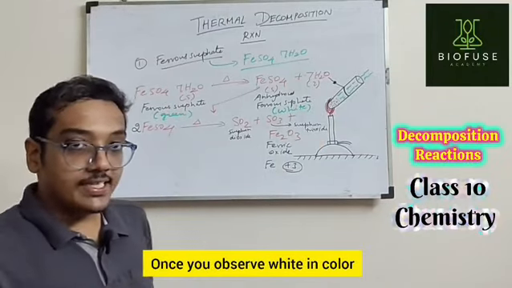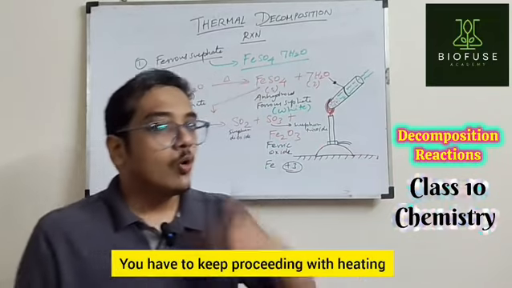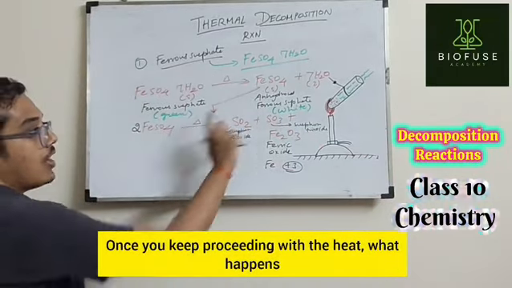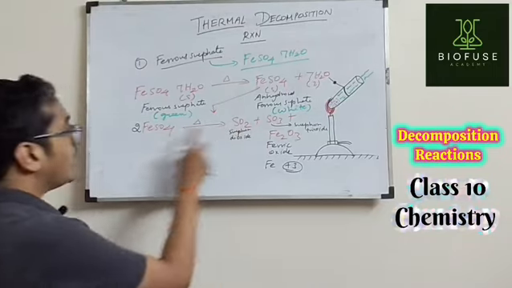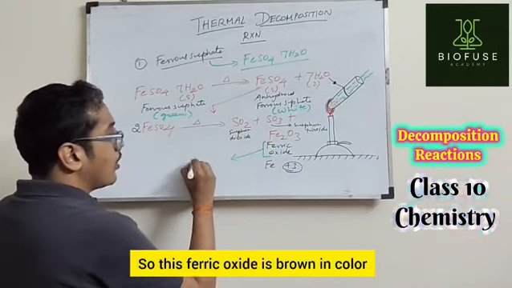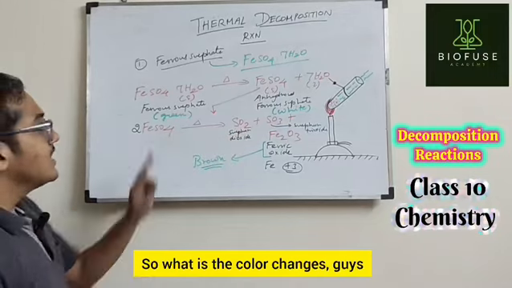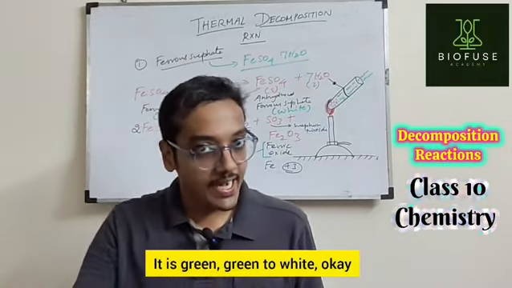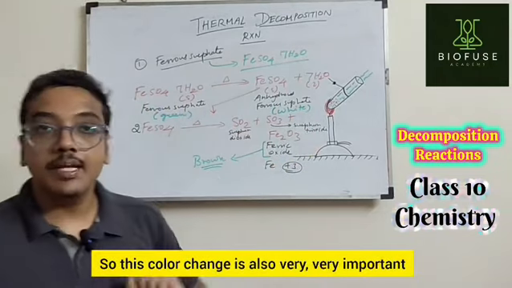Once you observe white color, you should not stop the reaction. You have to keep proceeding with heating. Once you keep heating, what happens? This white color will turn slightly brown. That brown is nothing but ferric oxide. So this ferric oxide is brown in color. So what are the color changes, guys? It is green to white, then white to brown. So this color change is also very, very important.